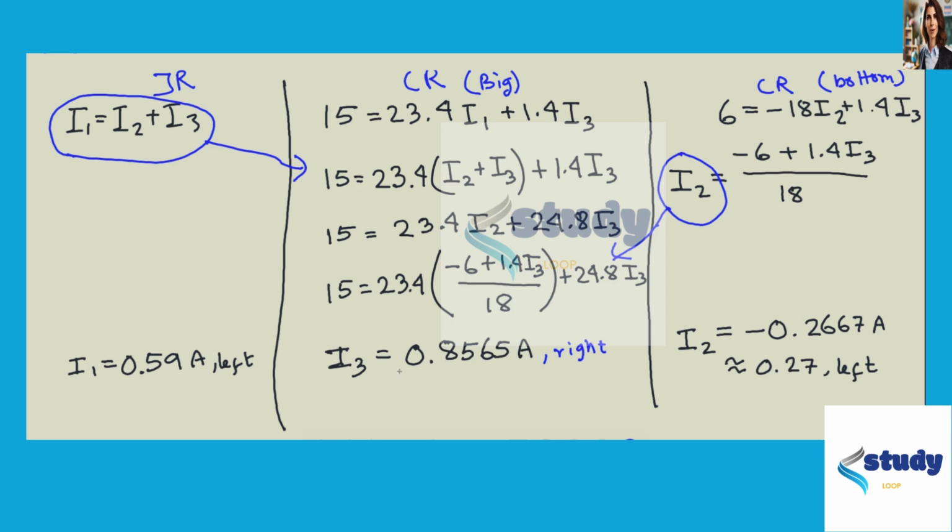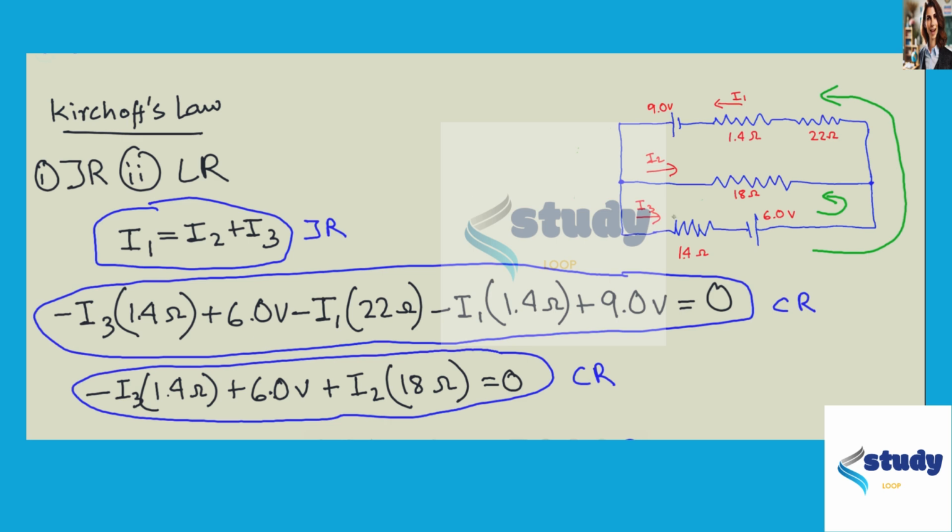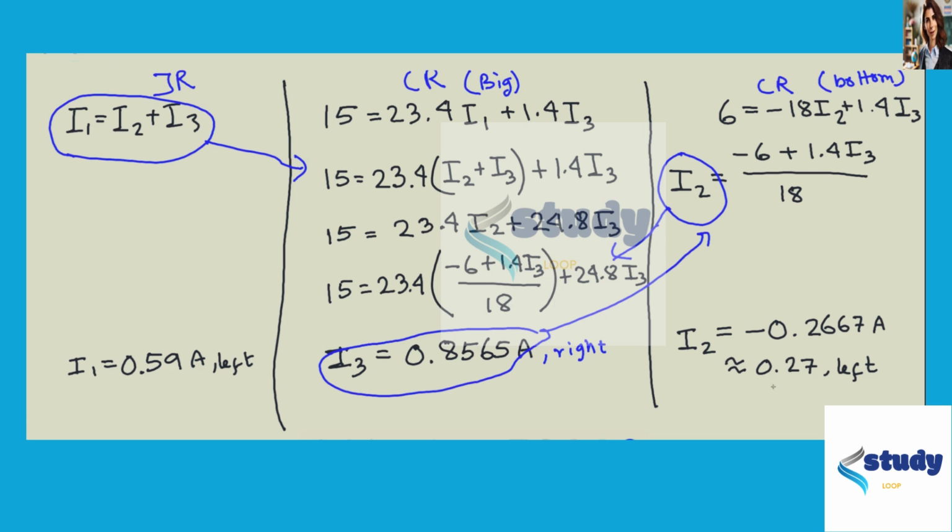Now if we plug I3 back into this expression, we see that we get a negative sign in front of our current, which is 0.2667. The negative sign means the direction that we chose here will be opposite to what we got. So this shows our direction is right, but the actual direction should be on the left. So that's why we chose this as left.